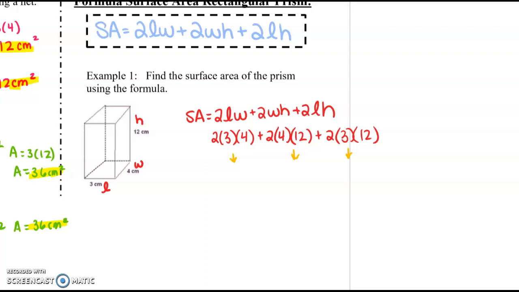So 2 times 3 times 4 is 24. And 2 times 4 times 12 is 96. And 2 times 3 times 12 gives me 72. Add up all of those different parts, 24 plus 96 plus 72. I get the same surface area as I got before, which is 192 centimeters squared.